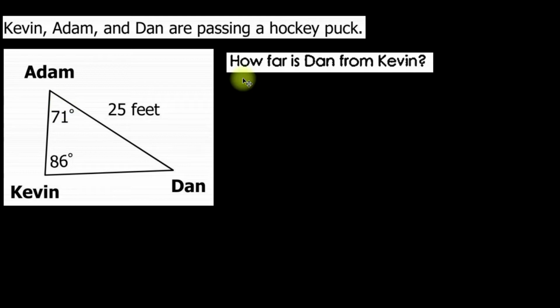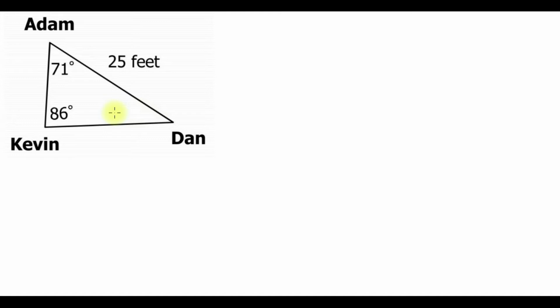We're looking for how far Dan is from Kevin. Okay, so we are looking for this side right here. We're going to use the law of sine to find the missing side here. We have the side that's opposite from the 86 degree, so we do not have to find this angle. And then we have the 71 degree, and we're looking for the side that's opposite from that.